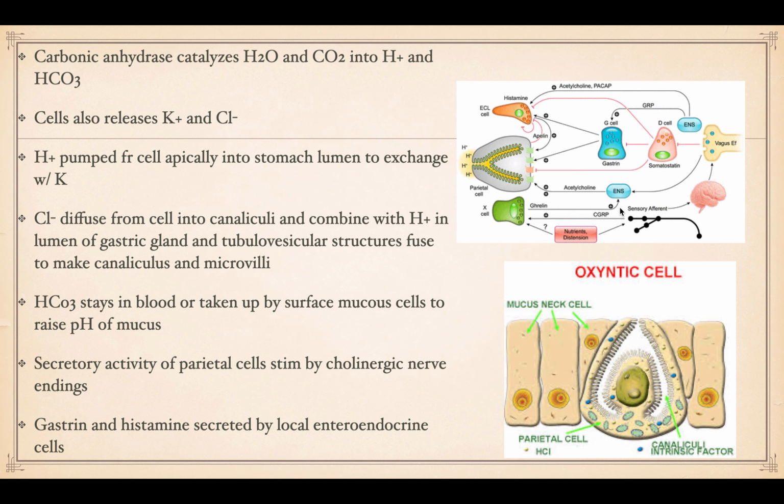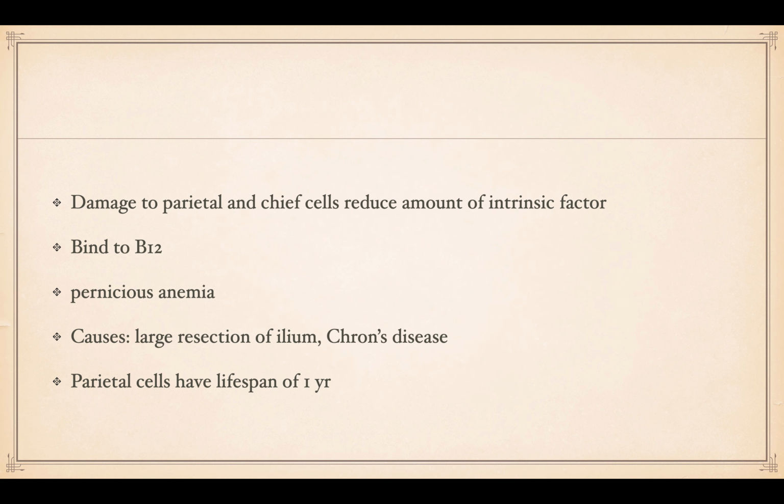As you can see from this chart here, sensory afferent, that's usually from smell, activates the vagus nerve, somatostatin, gastrin, and then it'll lead to the parietal cells to start the process of digestion. So damage to parietal and chief cells will reduce the amount of intrinsic factor. How do you get that? A B12 deficiency, also known as pernicious anemia, because it's going to damage the intrinsic factor, or damage the cells creating the intrinsic factor, and the intrinsic factor either won't be made or it can't bind to B12.